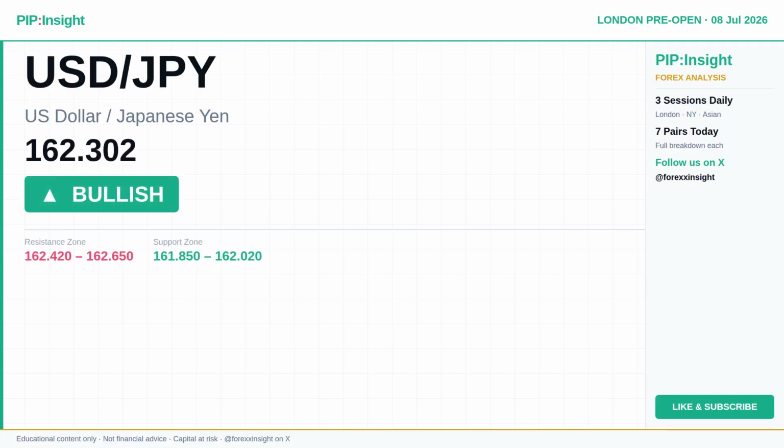Dollar yen. The chart is showing bullish structure on this session. The 4-hour trend is to the upside and the 1-hour is also pointing higher. Resistance is marked between 162.42 and 162.65. Support is marked between 161.85 and 162.02. Here is the full chart breakdown.